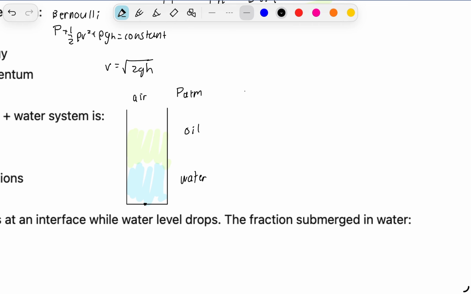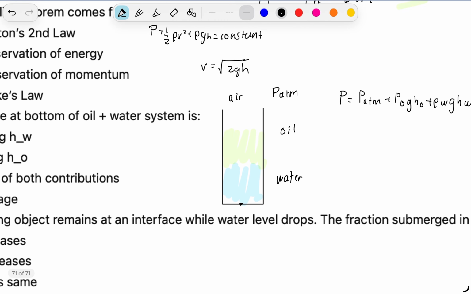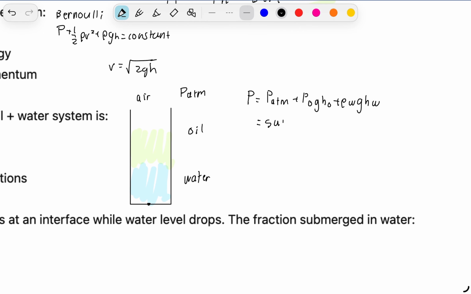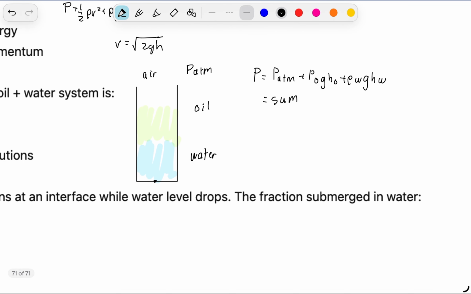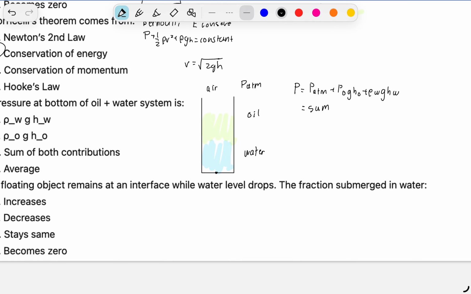So by layer, the pressure is going to be the sum of all these pressures: atmospheric plus density of oil times g times depth of oil, plus density of water times g times depth of water. So our pressure is going to be the sum of all these layers. That's because each of the fluids is going to contribute its own pressure. So that's why we have to add them.